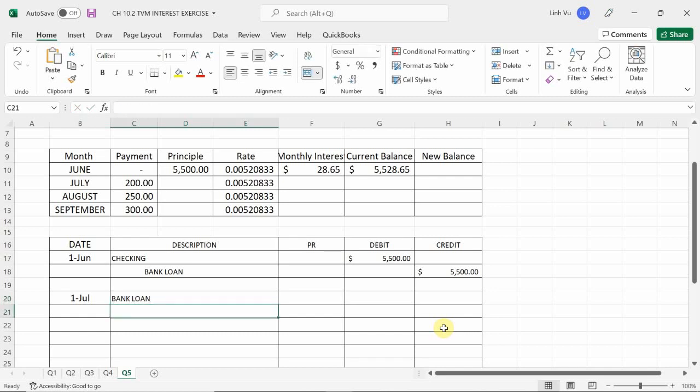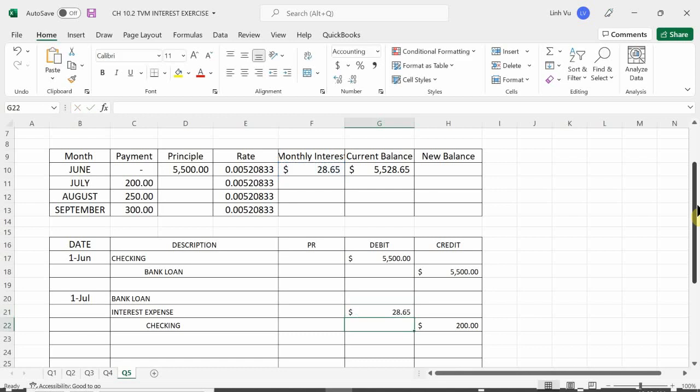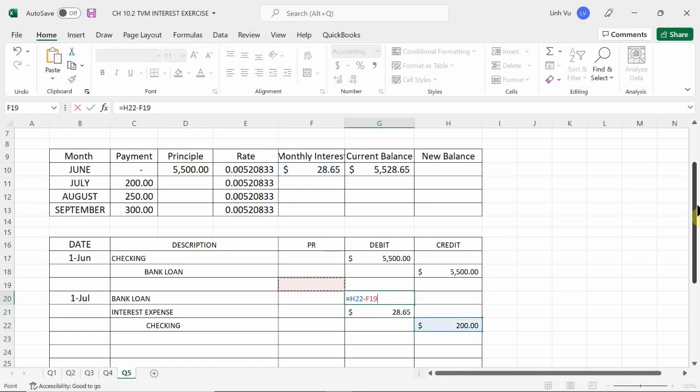What else do I need to recognize? Interest. You have to also recognize that you're paying the interest expense. Okay? And last but not least, how are you going to make a payment? You're going to use your checking account. So in this case, I'm going to make a payment of $200. How much of that $200 is actually going to go to interest? What did I calculate my interest to be? $28.65. So how much money is actually going to go towards my principal? If $28.65 goes to my interest, $171.35. Yes, that means only $171 is actually going to go towards your principal.